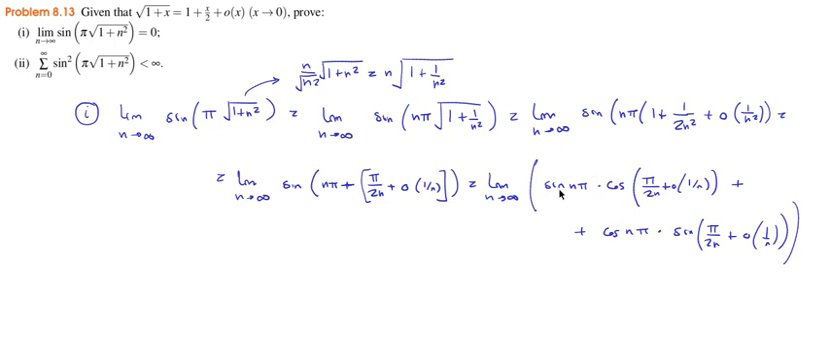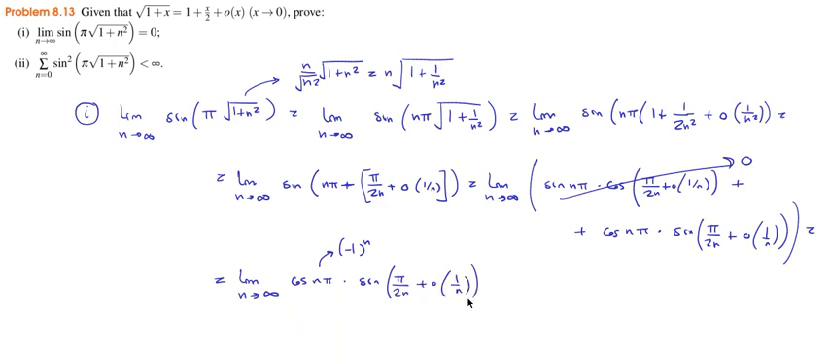Now the sine of n times pi is 0, so this first thing is equal to 0. So what we have is the limit when n goes to infinity of the cosine of n times pi, which is minus 1 to the n, times the sine of pi over 2n plus small o of 1 over n. Now when n goes to infinity, this sine goes to 0, and so the limit is minus 1 to the n times 0, so this is 0. Okay?